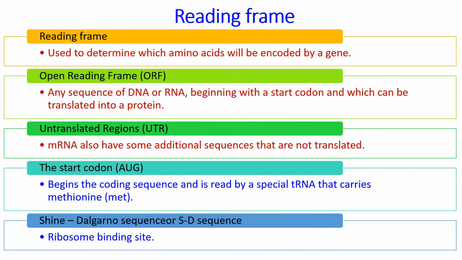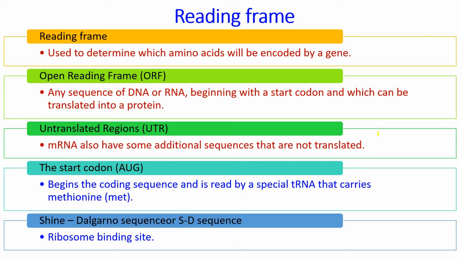Next, the reading frame. The reading frame is nothing but how the nucleotides of the mRNA are arranged. It is used to determine which amino acid will be encoded by a gene. Open reading frame: any sequence of DNA or RNA beginning with a start codon which can be translated into a protein is called an open reading frame, ORF. Sometimes they may ask you to expand ORF. It is open reading frame. So when the codon is translated into a protein, it is called an ORF.